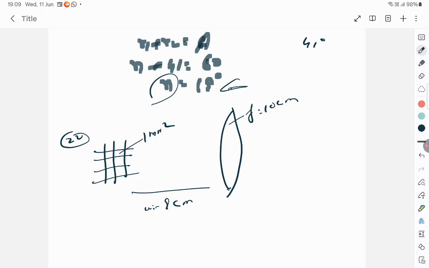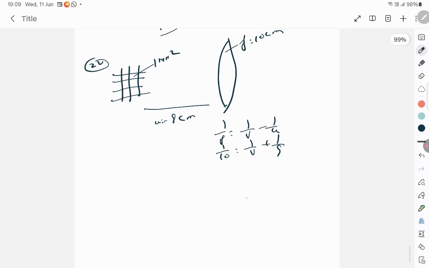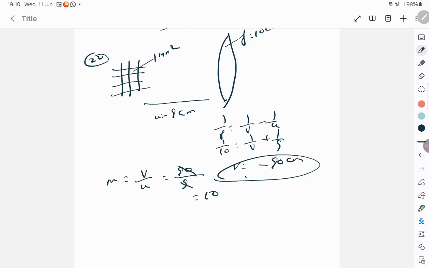So you know the focal length of the lens: 1 by f is equal to 1 by v minus 1 by u. 1 by 10 is equal to 1 by v plus 1 by 9. So we can calculate 1 by v. Therefore v is found to be minus 90 centimeters. Once you get your v, you know that magnification for a lens is v by u, which is also equal to hi by ho. Coming back, v is 90 and u is 9, so it's 10 times magnified.